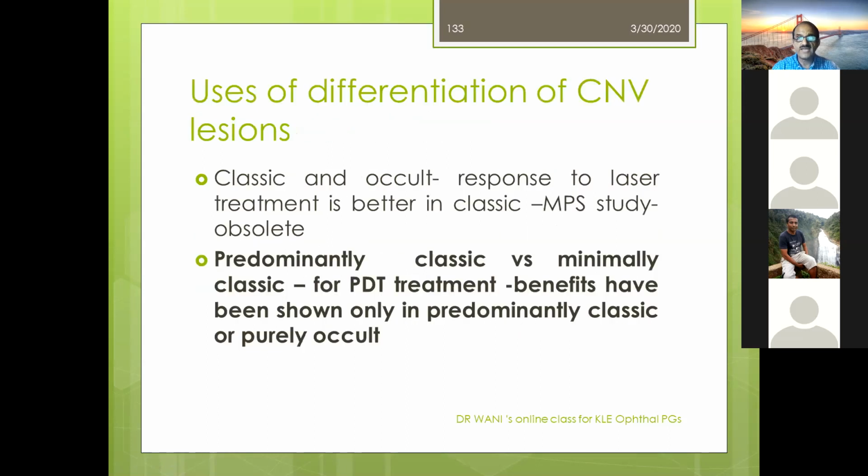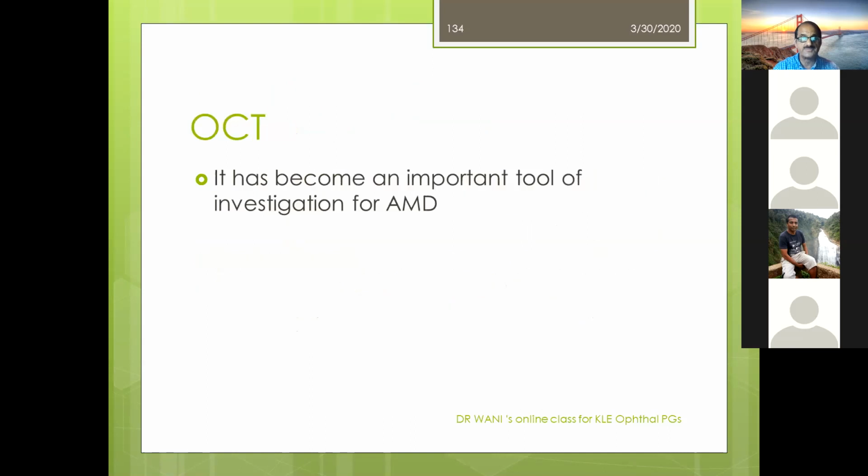Now, what is the use of differentiating whether it is occult or classic? Let me tell you, whatever discussion I gave you has become almost obsolete now, but we have to know, because this was mainly for the Macular Photocoagulation Study and if you want to do laser. But right now, for PDT, photodynamic therapy, this is also almost obsolete. So most of the time anti-VEGF acts both against occult as well as classic. So the classification is not very important, but from the point of view of theory, you should know this.